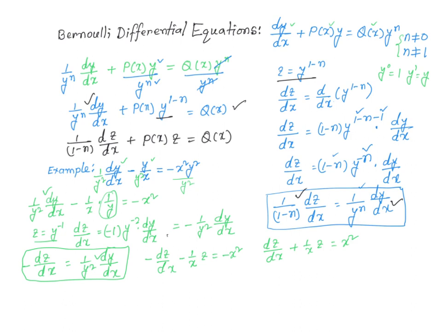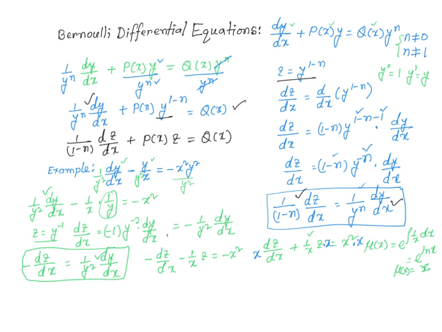Now this is a first order linear differential equation in z. Now we know how to solve this. We are going to use the integrating factor. So mu of x is going to be e to the power integral of the coefficient of z, so integral of 1 over x dx, which is e to the power ln of x, which is just x. So my mu of x is just x. If I multiply both sides by mu of x, which is x, that's going to give me x times each term.